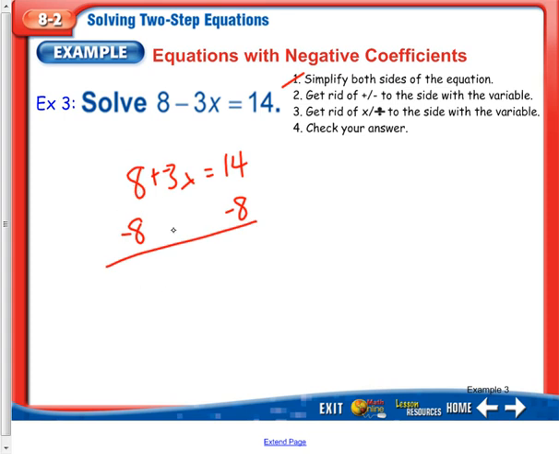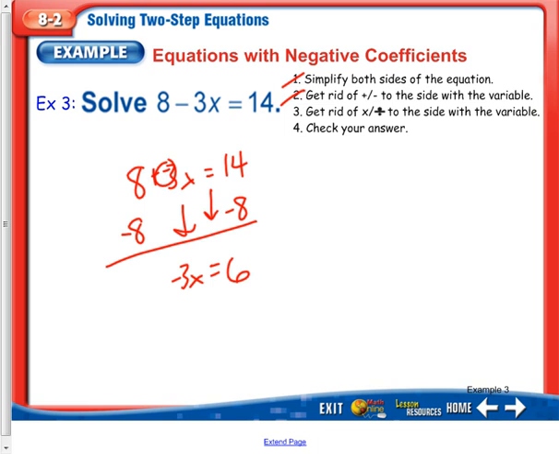8 minus 8 is 0. I'm going to bring my negative 3x down. That's a big place where people often make mistakes: forgetting the negative. So bring your negative 3x down and your equal sign. Okay, and if you have 14 and you owe 8, that means you're going to have 6.